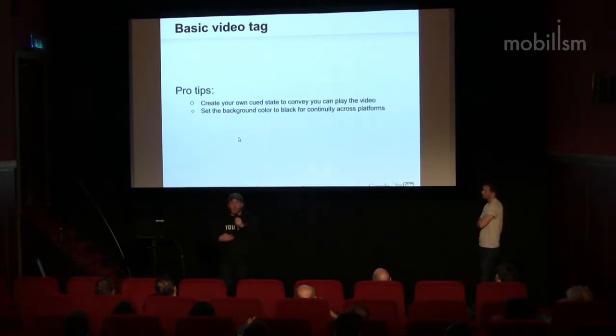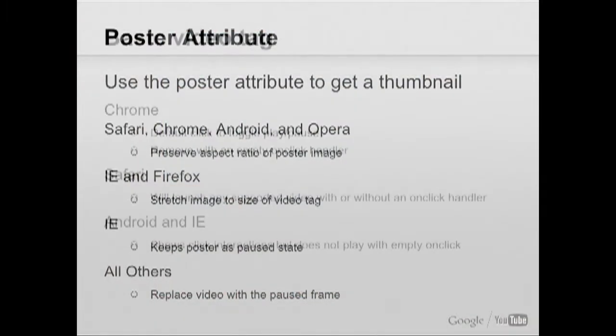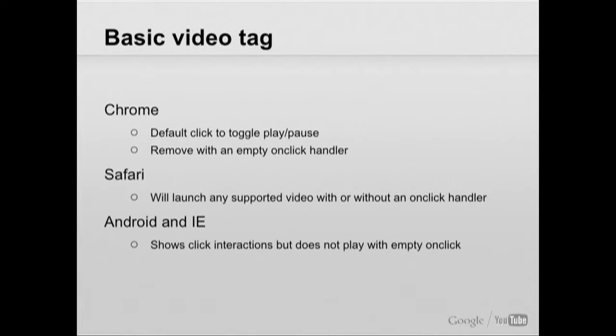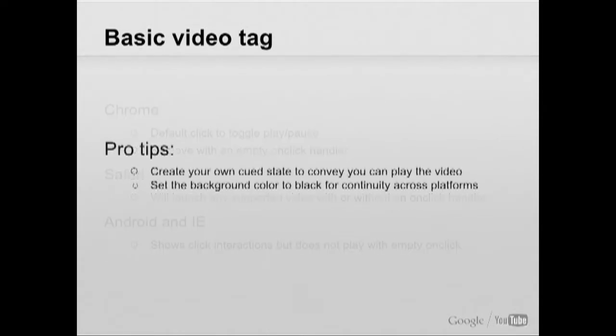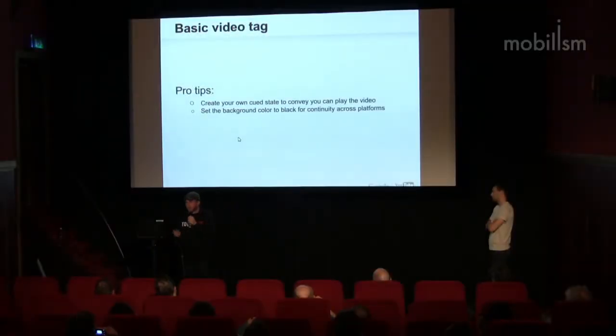So what do you want to do? What's important to know, after all, with all these differences? Well, it's really that you want to create your own cute state to convey to the user, this is a video, I can click on it, I can play it. So we urge you to do this. And so at YouTube, we just have a nice black and red play button that tells the user, yeah, this is a video, we can use it.